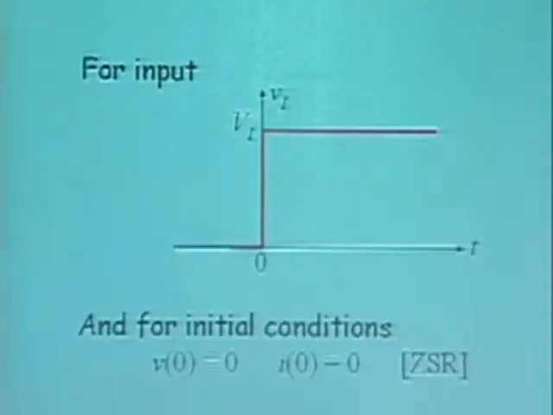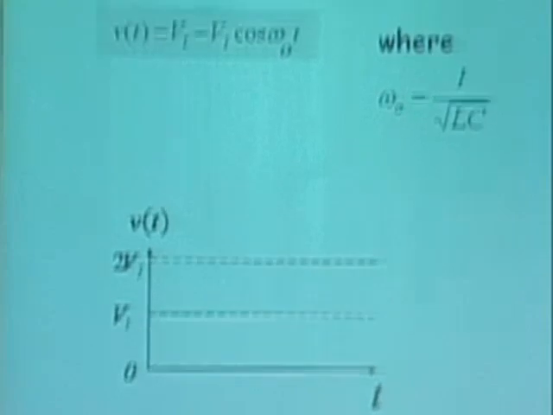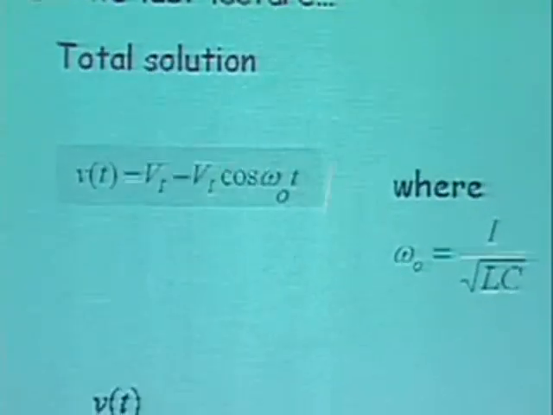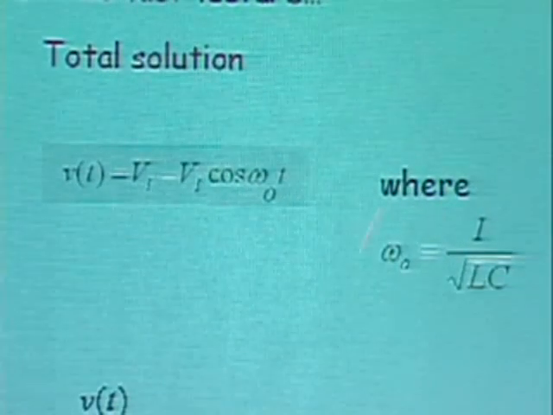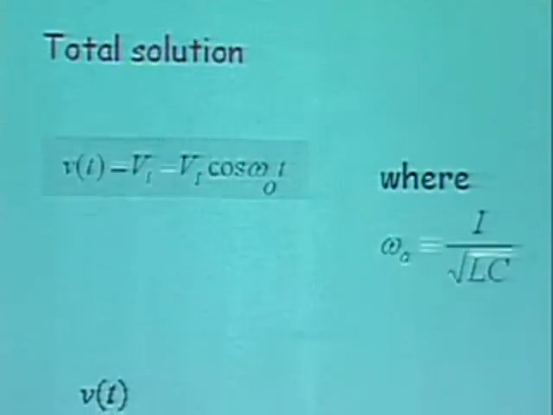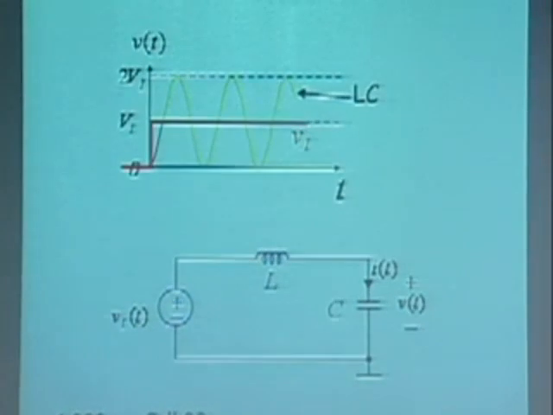And then we said that for a step input and for zero initial conditions, that's the zero state response, let's find out what the output, the voltage across the capacitor, looks like. Okay? And so we obtained the total solution to be this. And there was a sinusoidal term in there, and the omega naught, which was 1 by square root of LC. And so for this step input, notice that the output looked like this. For an input step, I had an output that went like this.